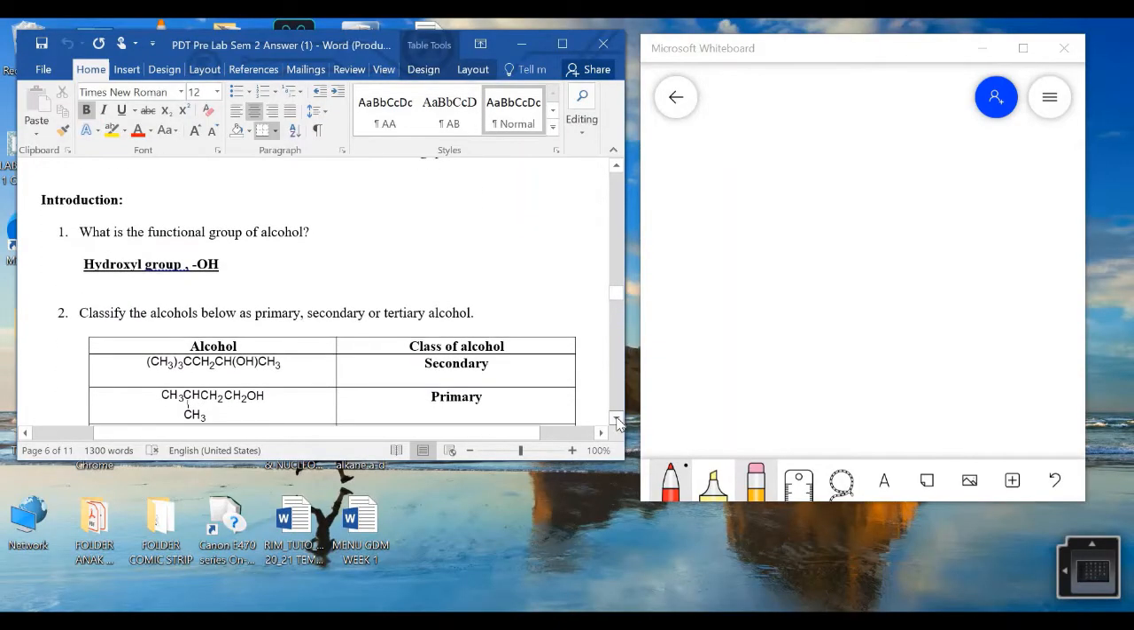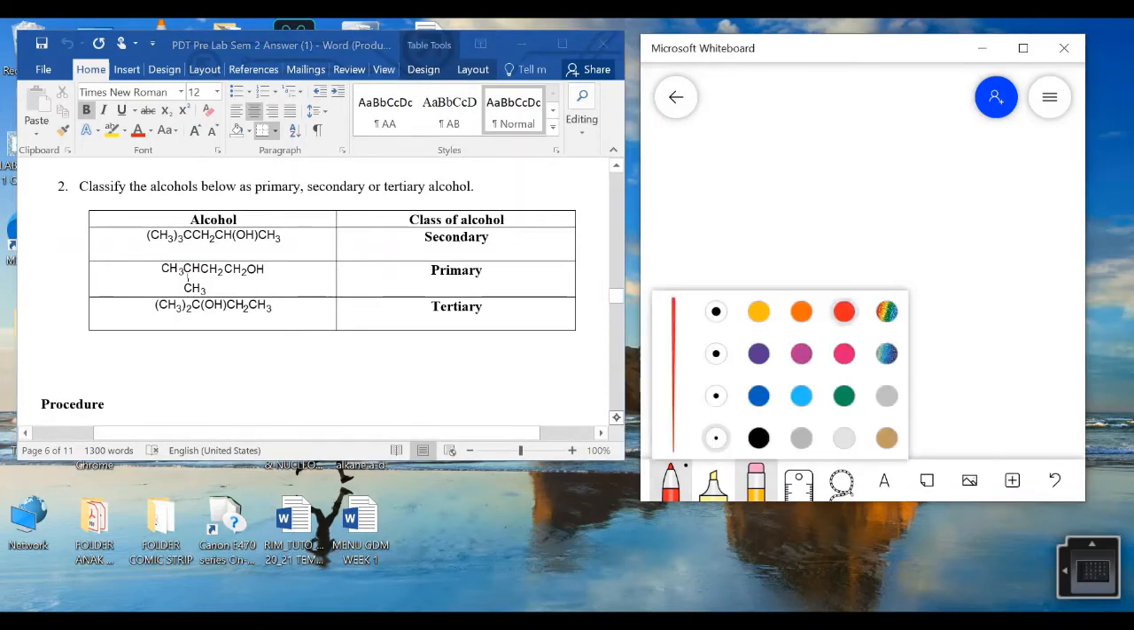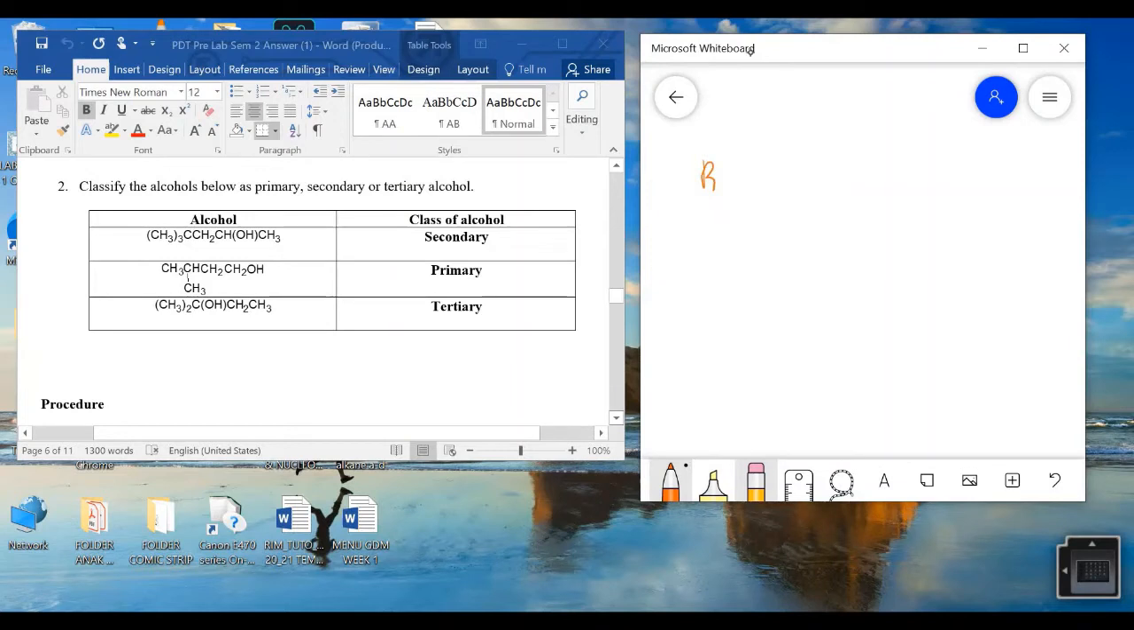Next, classify the alcohol below as primary, secondary or tertiary alcohol. Kalau kita nak tahu primary, secondary or tertiary alcohol, the first thing kita kena tahu dulu ialah types of carbon ataupun class of carbon. Katakanlah the general structure untuk primary alcohol adalah R, C, OH, H, H. So, this one adalah primary alcohol. Macam mana I tahu this semua adalah primary alcohol?